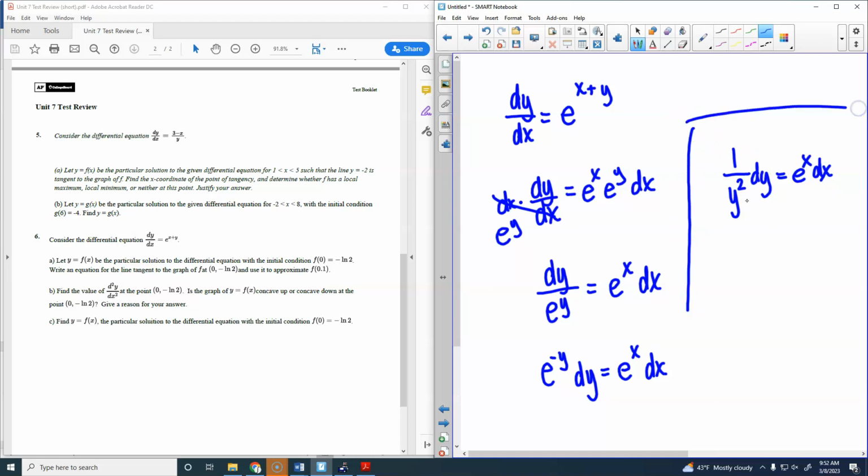This is just a side note. But if you had something like that, it's not natural log. It's really easy to think anything in the denominator is going to become a natural log. This would be y to the negative 2 dy equals e to the x dx, and then you would integrate using the power rule. It would not be a natural log problem. So you would separate like this, and then you would integrate both sides for that.